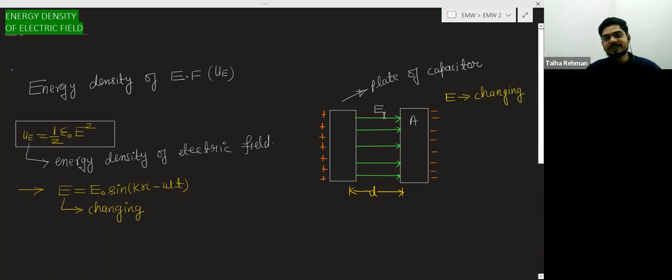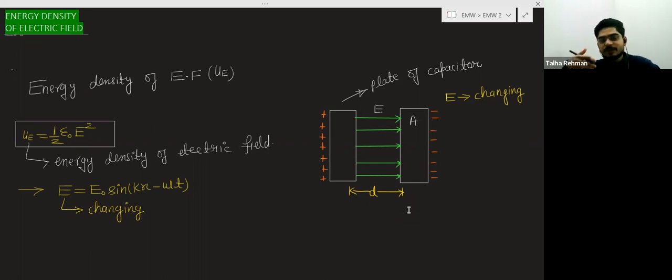This electric field is changing with time. Why is this electric field changing with time? Because on the plates of the capacitor, the charge is increasing, and due to the increase in charge, the electric field is increasing. So A is the area of the plate of the capacitor, d is the distance between the capacitor plates. Earlier also I have told you this thing. One more thing I have told you in the chapter capacitor.